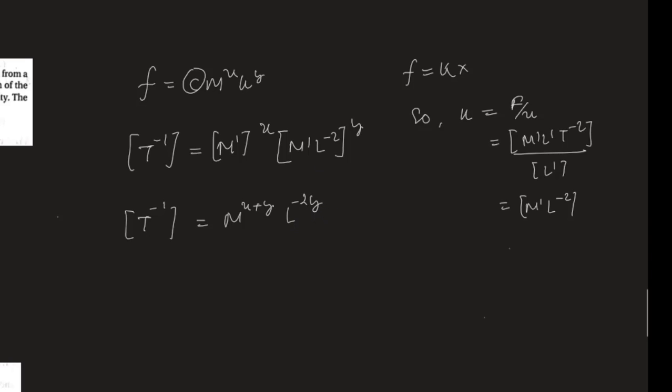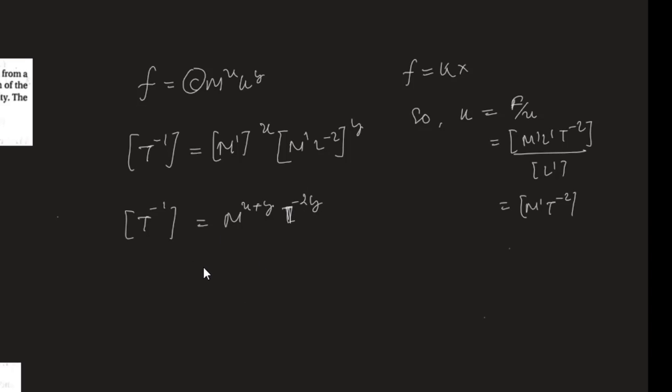Okay, sorry, this is my mistake. Here I have done a mistake. This should not be L, this should be T. So here it is not L, it's T. So here it is again T to the power minus 2y.